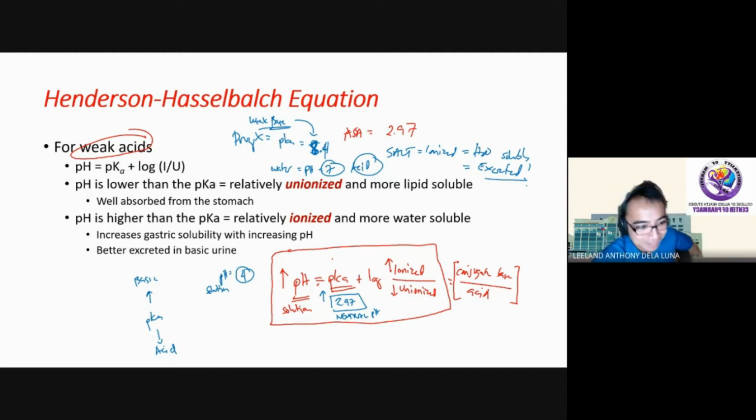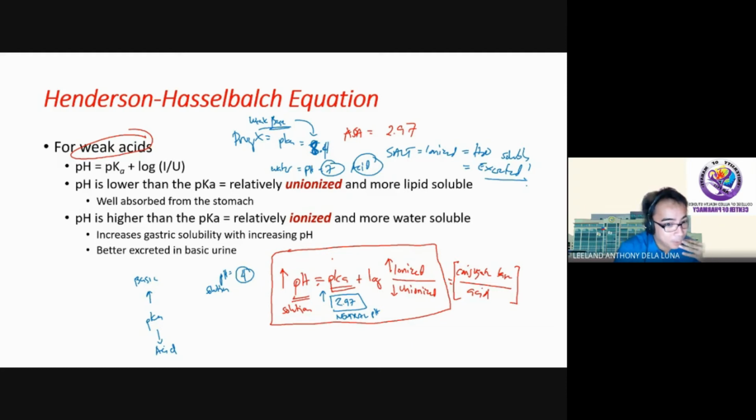Let's go back to aspirin, class. Aspirin has a pKa of 2.97. Aspirin is a weak acid, right? I exposed it, class, to a solution whose pH is 4.